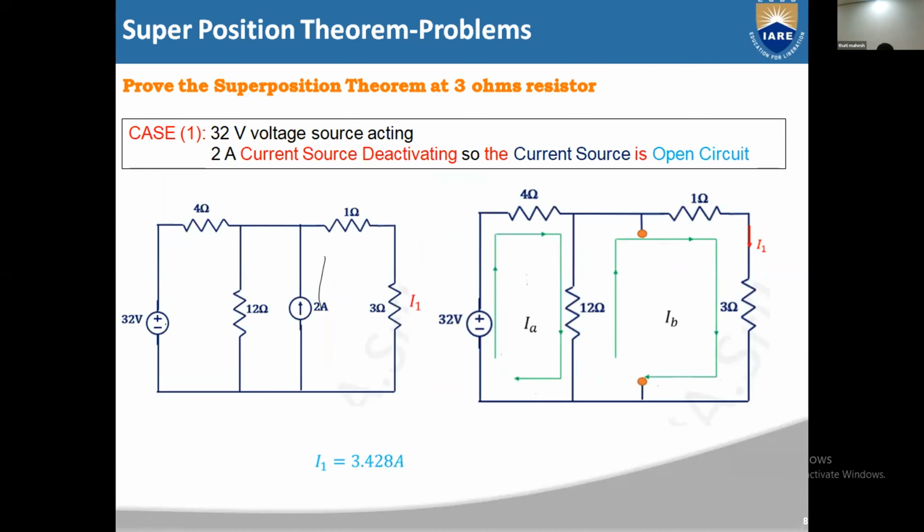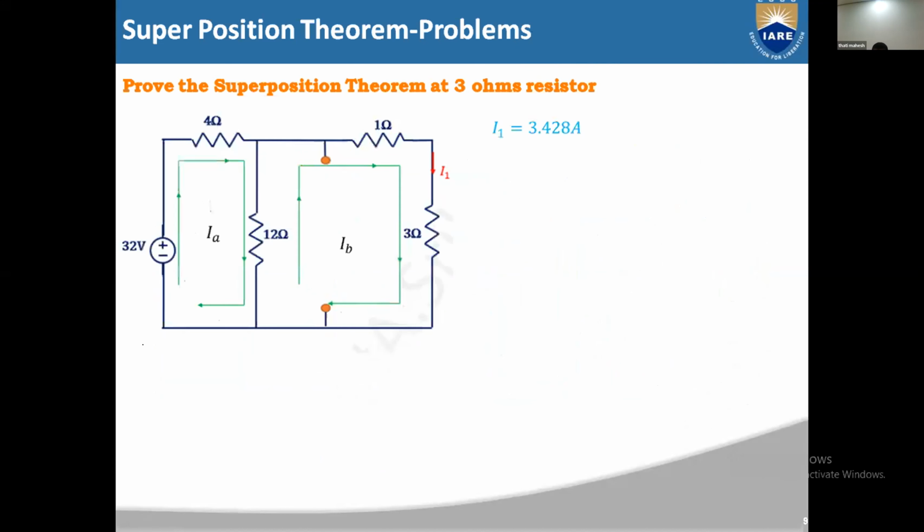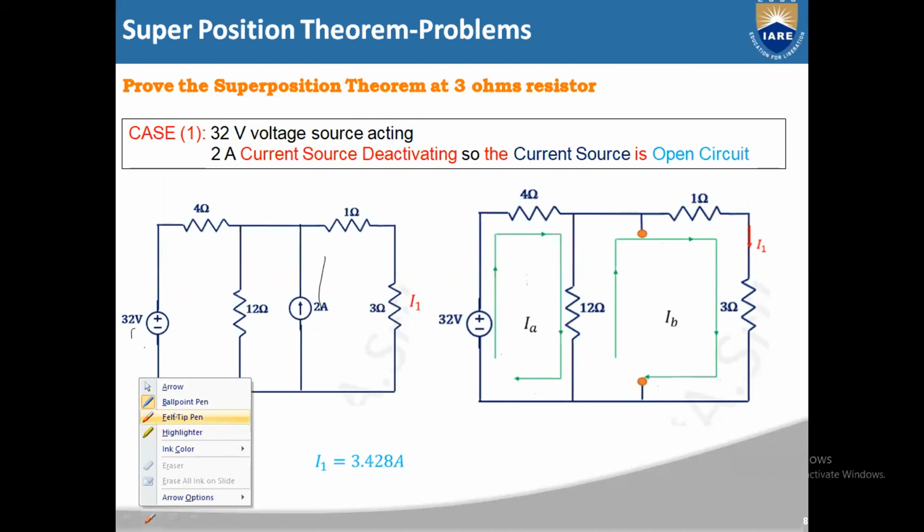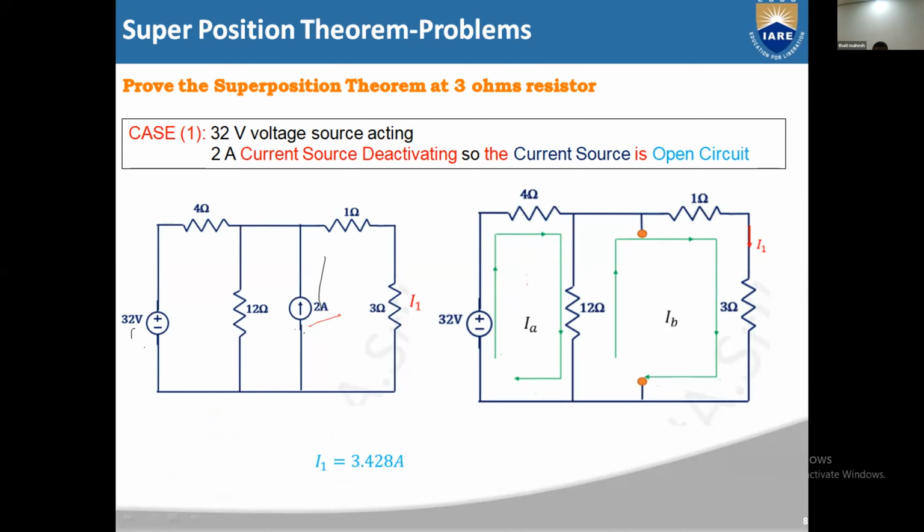In the superposition theorem, first of all, identify the number of sources. Here I have two sources. One is the 32 volt source. Another one is the 2 ampere source. Two sources will be there. First case: I'm taking case one. In case one, 32 volts is acting, and 2 amps is deactivated.